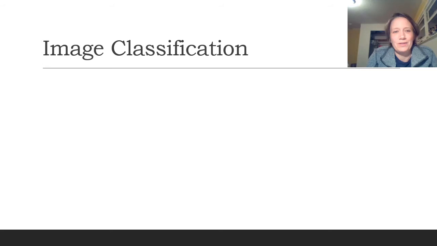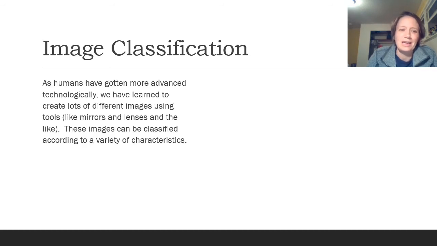So images are really interesting in physics. The creation of different kinds of images, using different tools like mirrors and lenses, can do all sorts of fascinating things. And as we've gotten more advanced, we've learned how to make a ton of different types of images. And we can classify those images according to a variety of their characteristics.